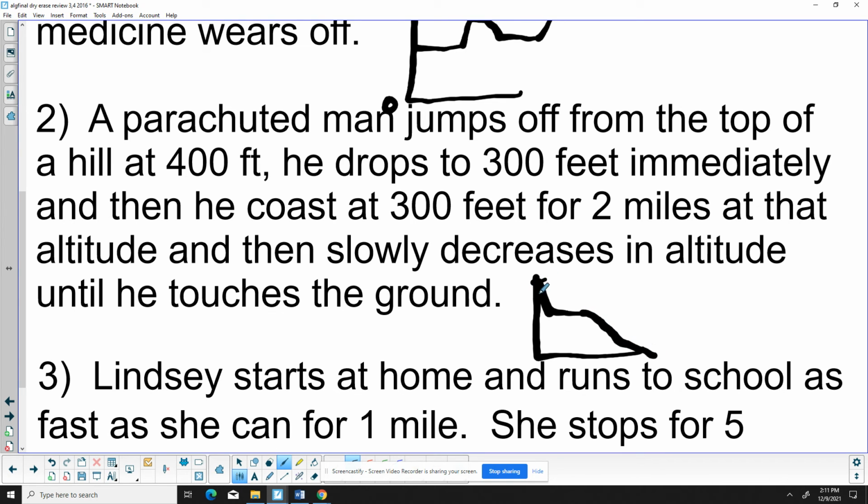Notice the slopes. Notice when he went from 400 to 300, it was a steep slope. Notice he stayed at 300 feet for a little bit, and then he decreased slowly. Notice the slope, how different the slope is there.